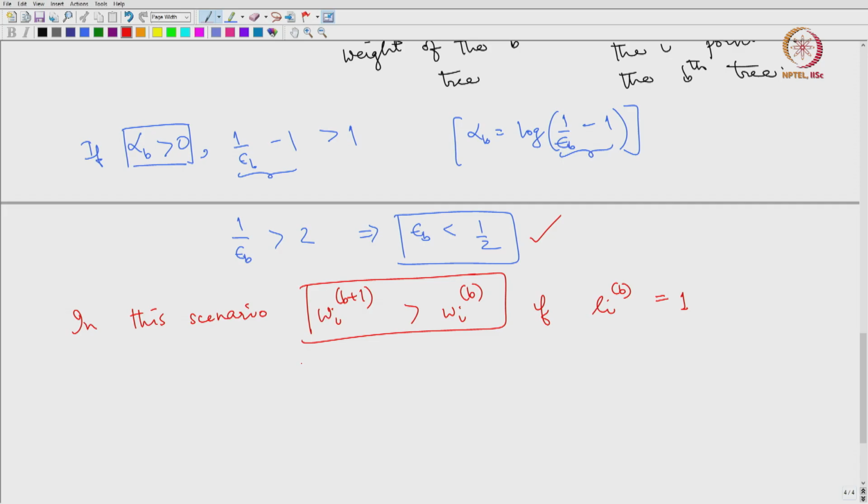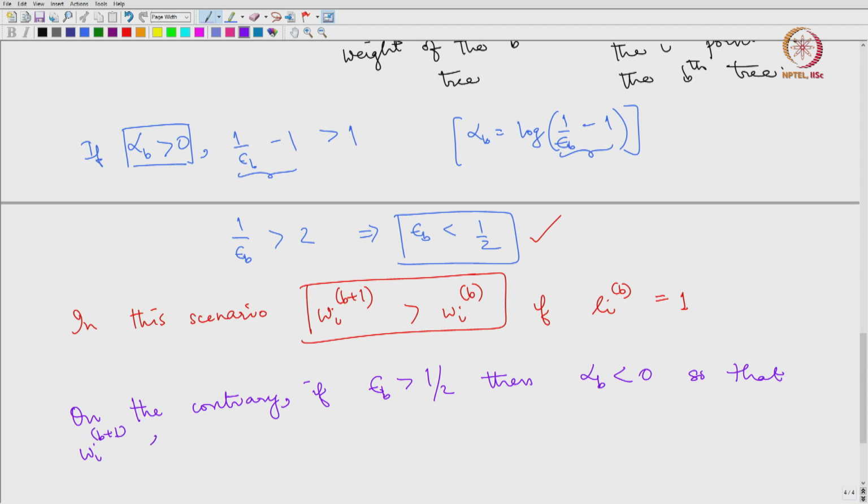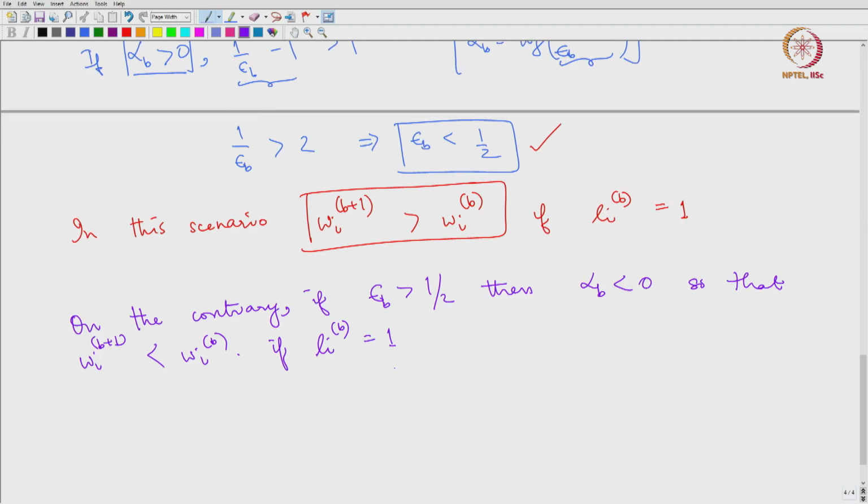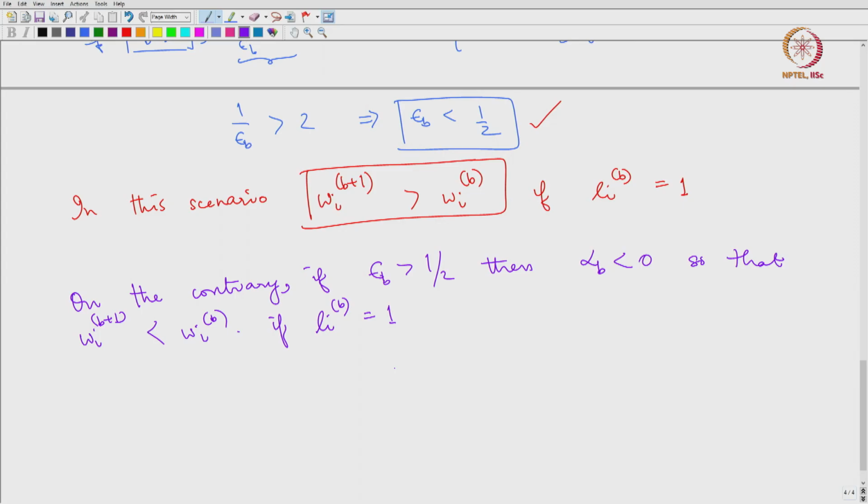Now, what happens if the converse is true? Somehow, let us say your tree is not as accurate, if epsilon b is greater than half, then actually the boosting procedure will fail. So, on the contrary, if epsilon b is greater than 1/2, then your alpha b will be less than 0, so that your weights will start coming down. WIB plus 1 will be less than WIB, which is problematic. You wanted the weights to actually go up when the points were incorrectly predicted, but instead the weight will actually come down if the tree was bad to begin with.